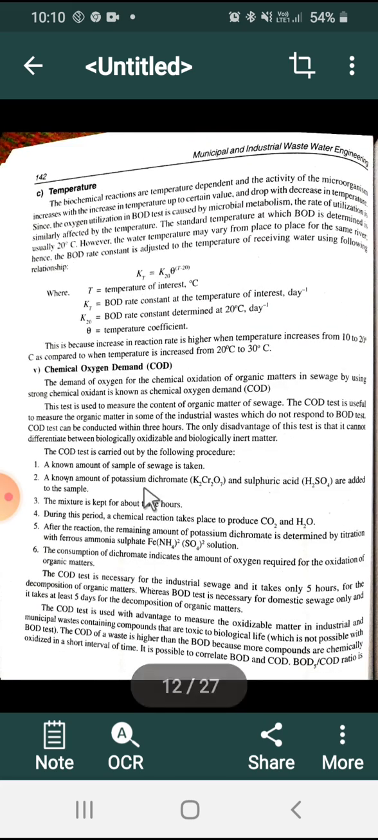Next one is the temperature. If you change the temperature, the BOD is going to change. The number of days, the duration, will also change. Those are the different methods of determination of oxygen content in the laboratory.